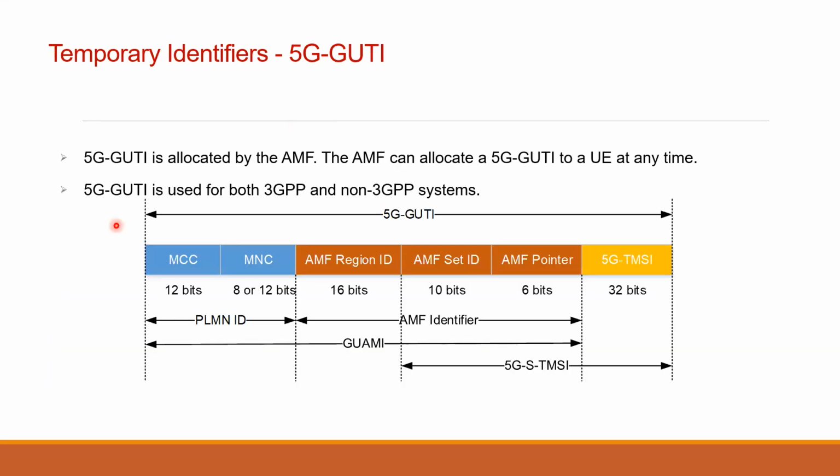Okay, next we come to the temporary identifiers. The first temporary identifier that we're going to see is 5G GUTI. Like in 4G, where we used to have GUTI as well, in 5G it's called 5G GUTI. And this is allocated by AMF, like GUTI used to be allocated by MME. AMF can allocate a 5G GUTI to a UE at any time. So 5G GUTI consists of MCC, MNC, AMF region ID, like your MME pool ID, then AMF set ID, and then AMF pointer, and then 5G TMSI.